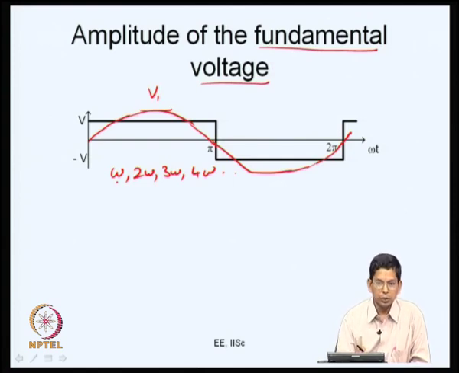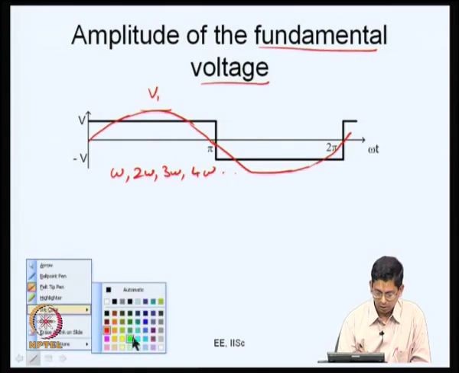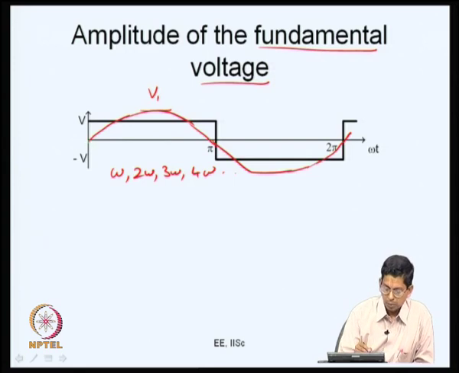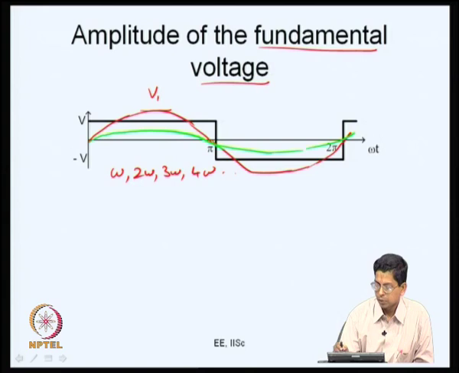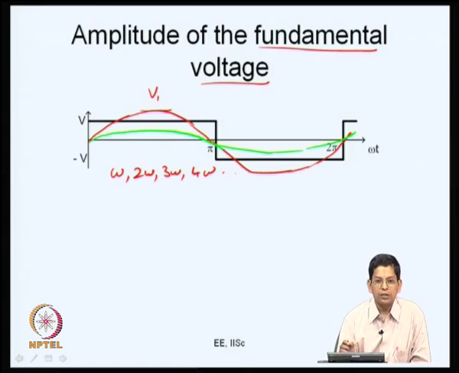What we need to do is multiply this waveform by a sine waveform. Let me choose a different color here, maybe this. Let me multiply this by a sinusoid of the same frequency as the fundamental component. Why do I do that? Why do I choose the same frequency as the fundamental component?